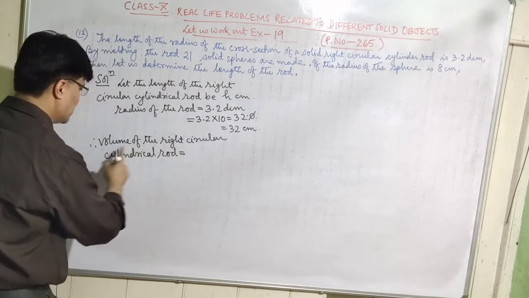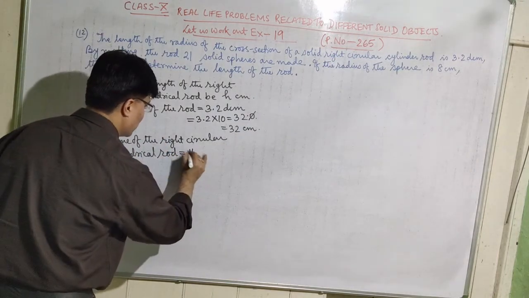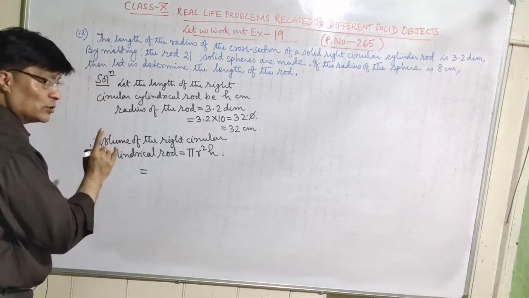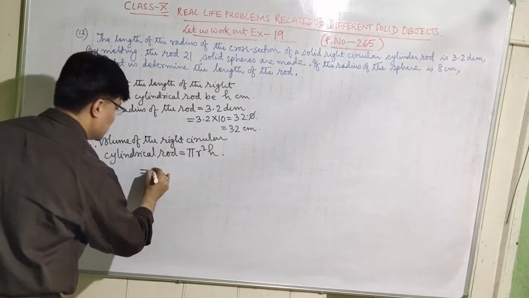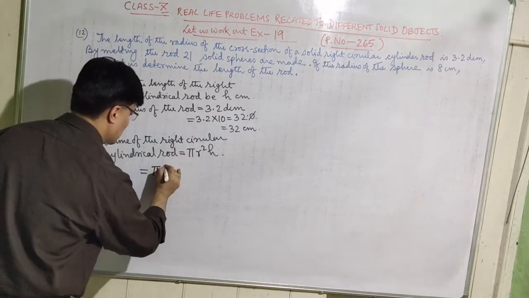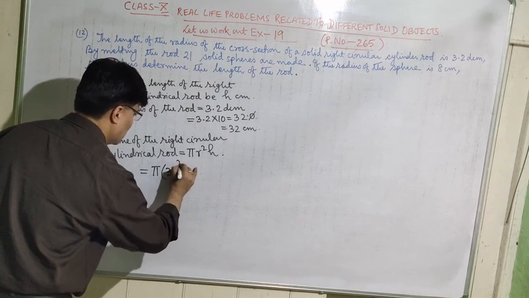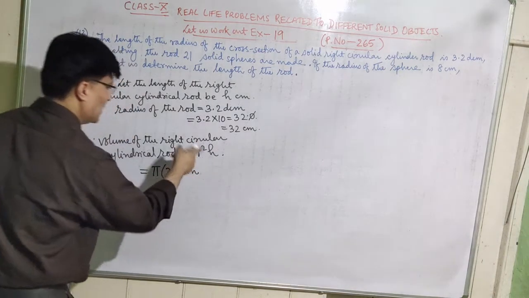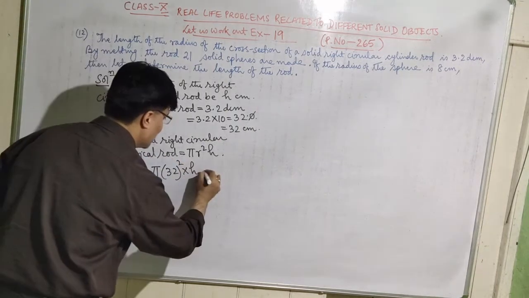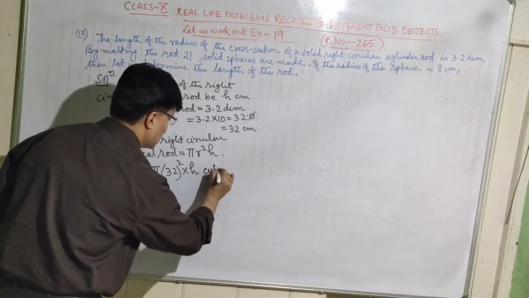So the volume of the right circular cylindrical rod is equal to, what is the formula? It is pi r square h. Don't simplify it again, okay? Pi remains as it is. What is the radius of the rod? It is 32 whole square, into, what is h? We don't know. We have to get the height of the rod. So this is h.